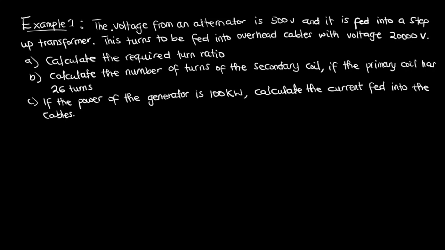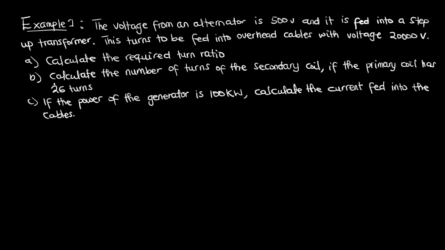Let's look at it. The voltage from an alternator is 500 volts and it is fed into a step up transformer. This is then fed into overhead cables with a voltage of 20,000 volts. A, we are to calculate the required turn ratio. B, we are to calculate the number of turns of the secondary coil if the primary coil has 26 turns. And then C, if the power of the generator is 100,000 watts, or 100 kilowatts, we have to calculate the current fed into the cables.